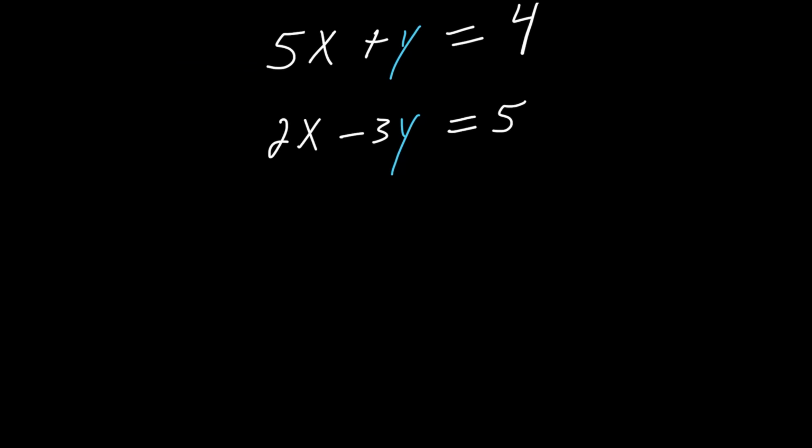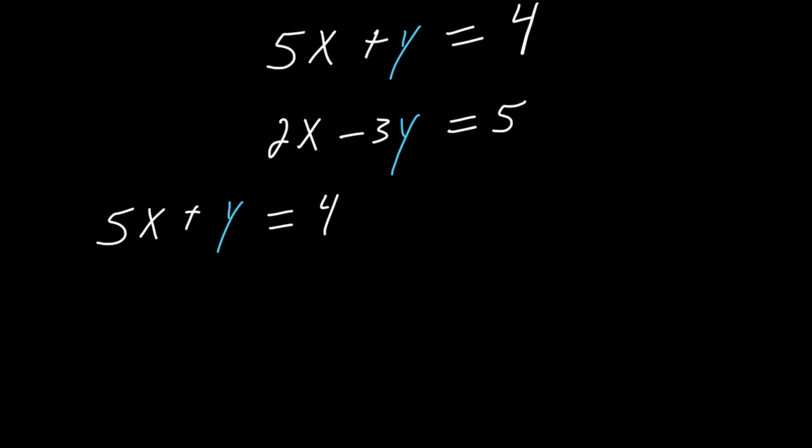Same thing, I take a look and I'm trying to find the easiest variable to solve for. And over here I see 5x, I see a plain y, so that's a good option. I see a 2x and a negative 3y. So this y right over here is going to be the best option to try to solve for. So over here I'm going to write 5x plus y equals 4.